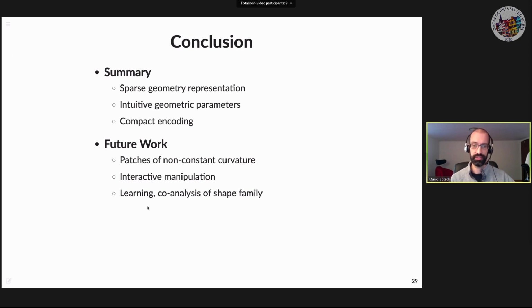If you apply this to a whole family of structurally similar shapes. And another part, of course, would be to extend this to regions of non-constant curvature. If patches have non-constant curvature, our approach does not perform very well. So this is clearly a topic for future work.